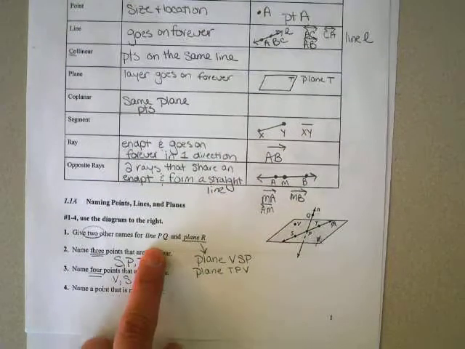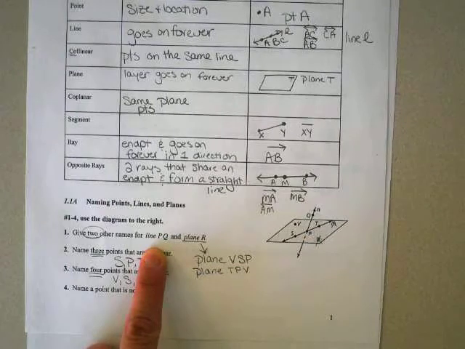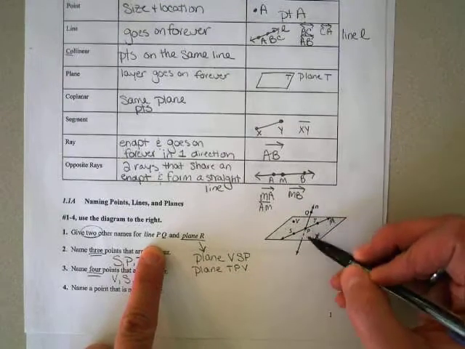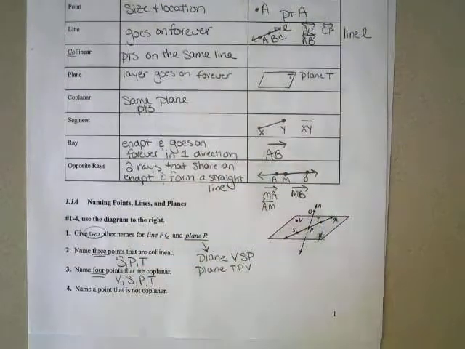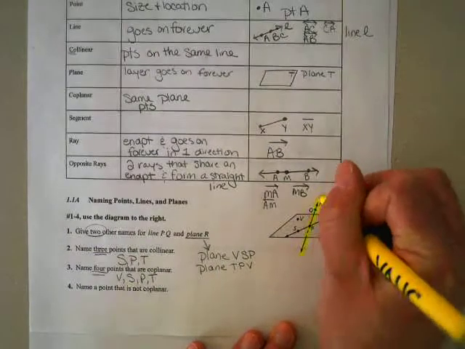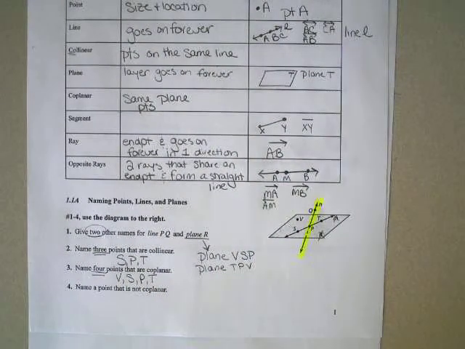We didn't name this one. How do you guys feel about giving two other names for line PQ? Here's PQ. Doesn't have a whole lot on it. Are you going to be able to give me two other names?